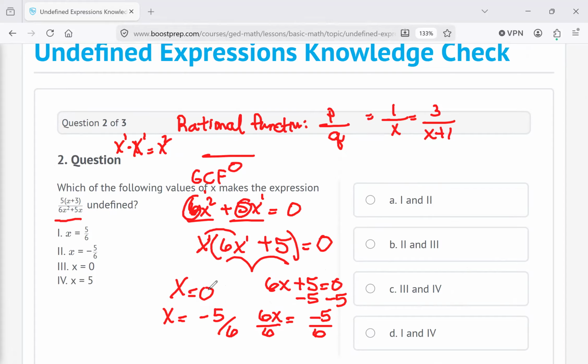So these two values will make the bottom 0, which will make it undefined. So it's 0, which is Roman numeral 3, and negative 5/6, so that's Roman numeral 2. So our answer will be Roman numeral 2 and Roman numeral 3. So it looks like letter B. Yes. Okay, so that wasn't too bad. If you have a rational function and you want to figure out where it's undefined, simply set the bottom to 0 and solve for x. That's it.